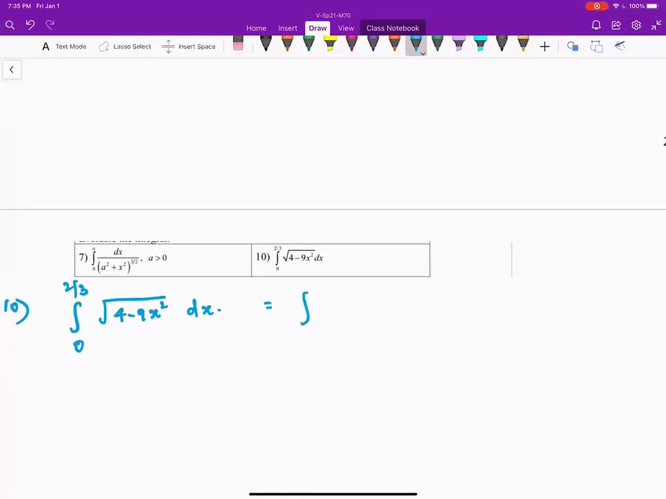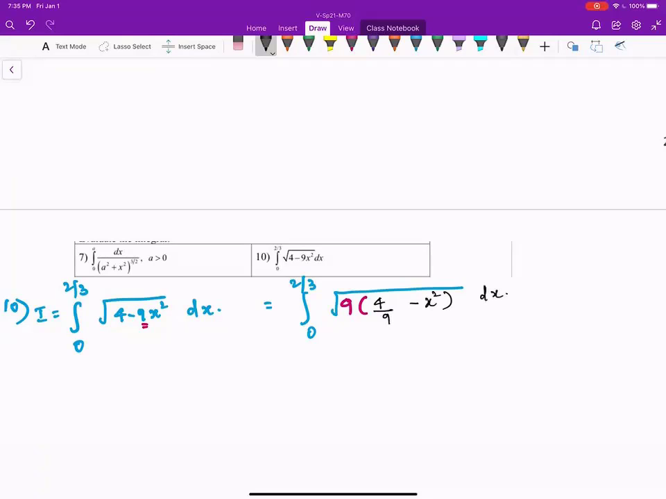So it is the integral from 0 through 2/3. I'm going to call the given integral I, as we normally do. Then you take the 9 out. You can write inside, 4 divided by 9 minus x squared dx.